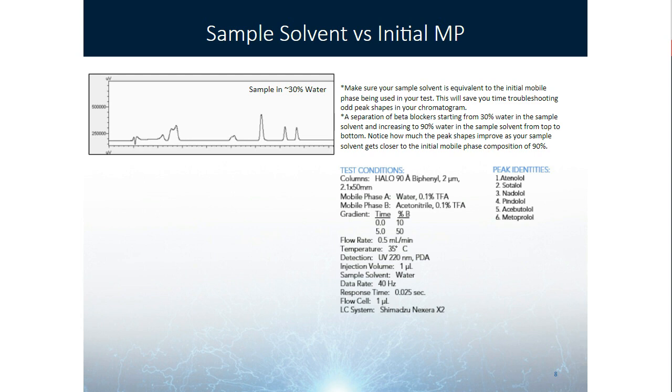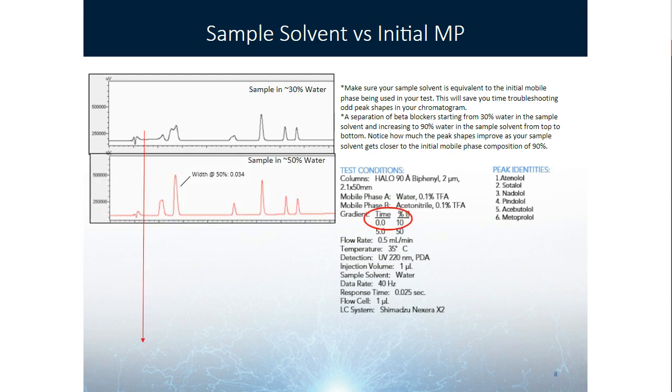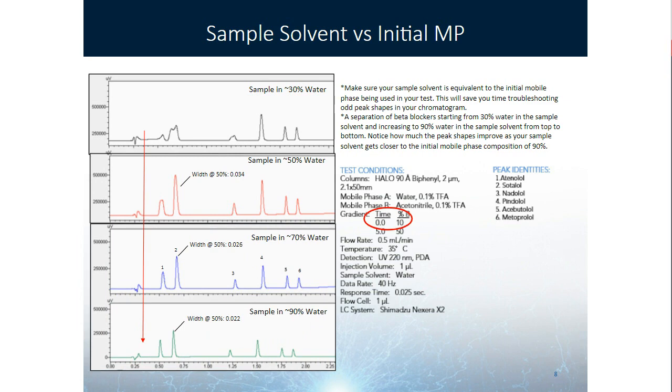One thing I want to point out is for this gradient, starting at 10% organic, in this case acetonitrile, the sample is actually in about 30% water. And what I'm trying to get at here is as you get your sample closer to the initial starting mobile phase, in this case 10%, you really see your peak shapes sharpen up. This is a really good example of why sample solvent is really important. It should be one of the first things that you consider when doing sample preparation.